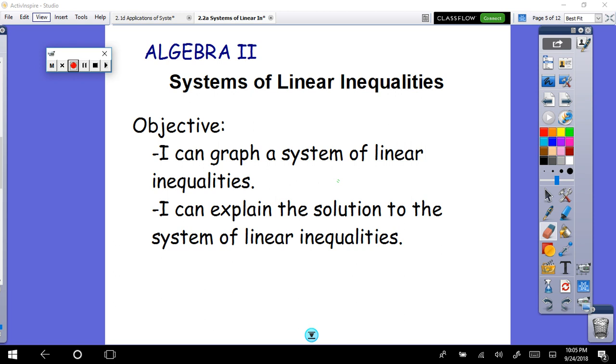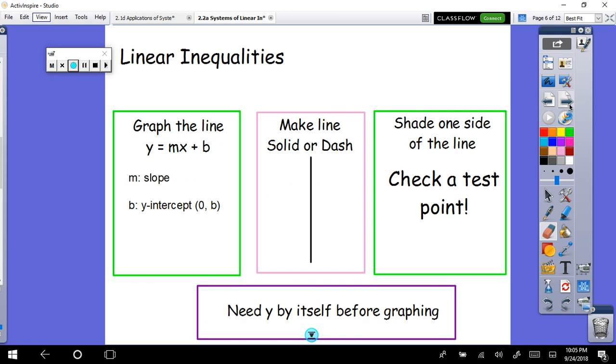All right, quick video on systems of linear inequalities. I'm just going to go through a few of the examples on the slides here. So just a quick reminder, when we graph linear inequalities, it's very similar to graphing a line. The equations will look just like y equals mx plus b, but then instead it might be like y is less than 3x plus 6.